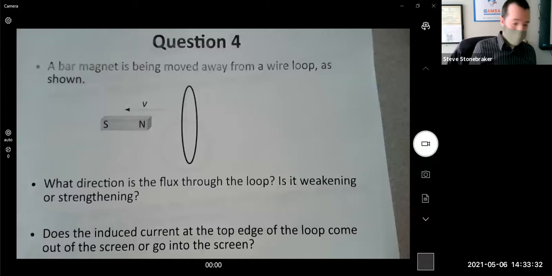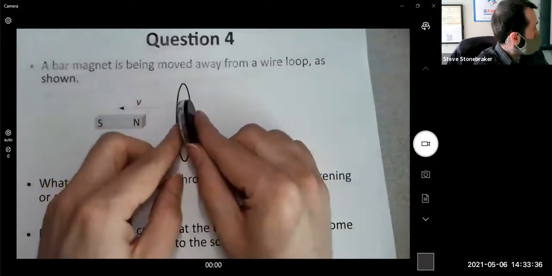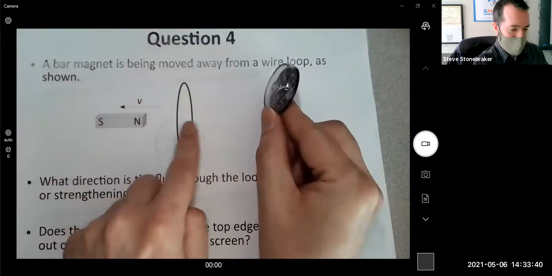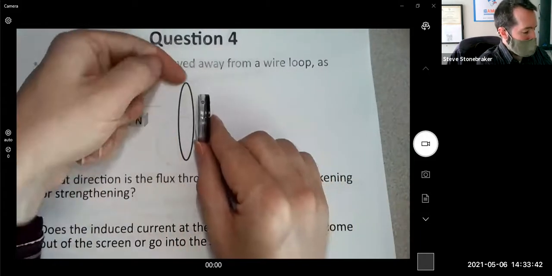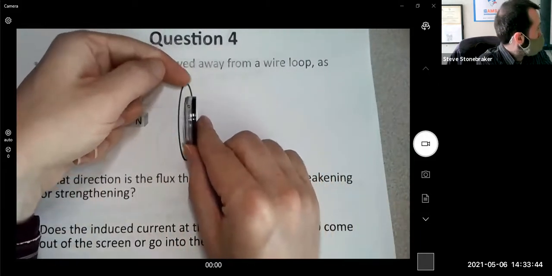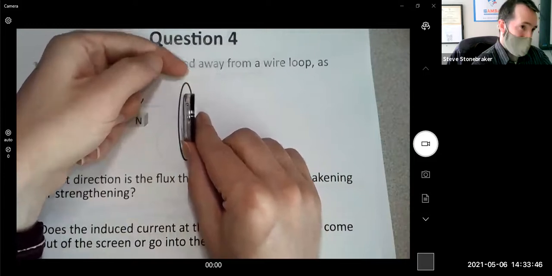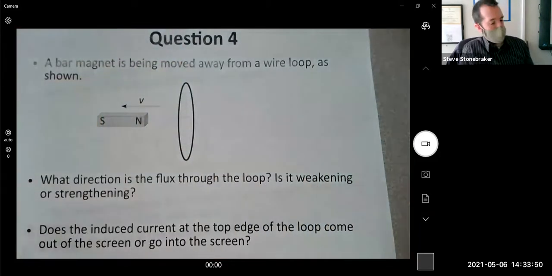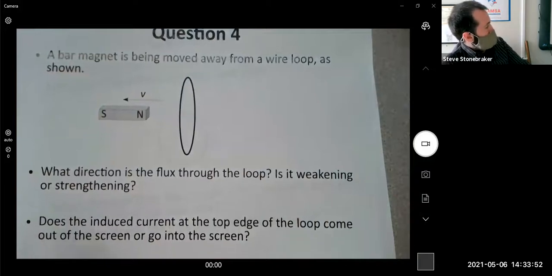So if you think about the loop, again, it's supposed to be a circle that you're viewing edge on. You can't really tell which edge is closer, but if you tell me about the current at the top, for example, the current at the top has to be either coming out or going in. So that's ultimately the answer that I want.